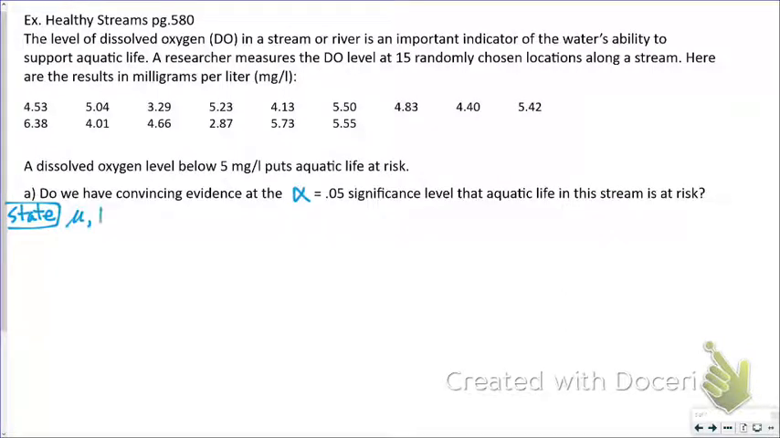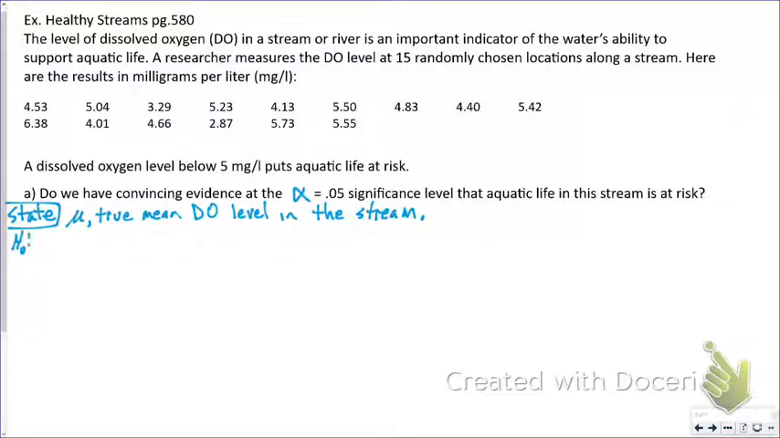Mu, this is the true mean, and they abbreviated for us, so let's use their abbreviation: DO level in the stream. Kind of nice, a short description there.